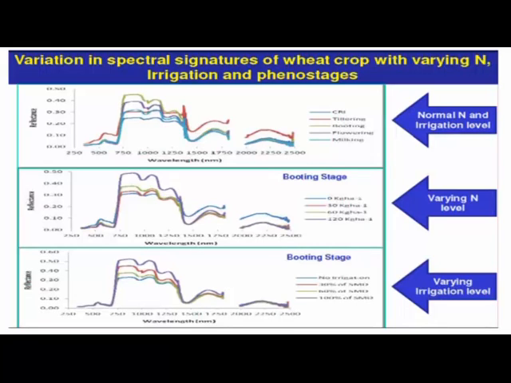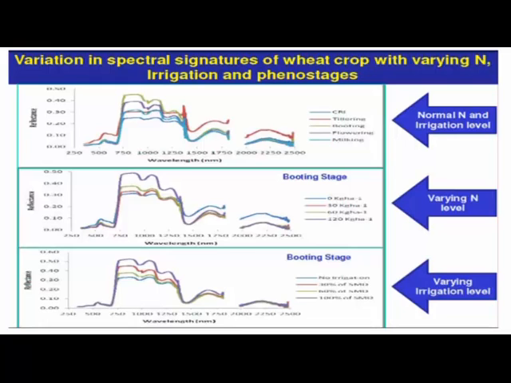You have seen the typical spectra of vegetation, and this is what a typical spectra looks like in the field having normal recommended doses of nitrogen and irrigation level, but at different stages of the crop. What I mean to say is, having this spectra at different stages, you are able to discriminate, you are able to see that there is a change in the growth pattern of the crop at different phenostages, and subsequently there is also a change in the spectral reflectance pattern at different stages.